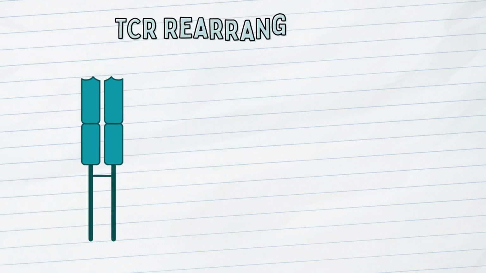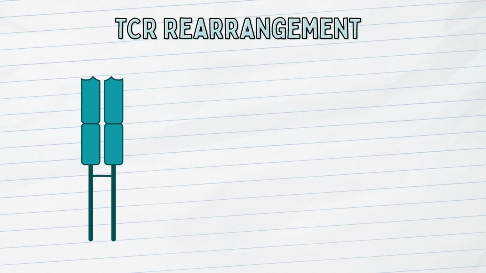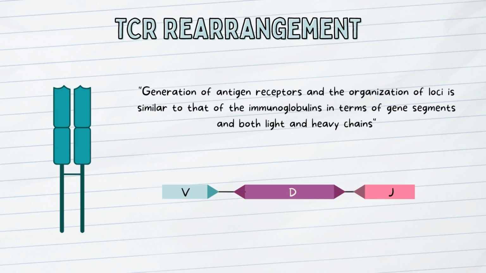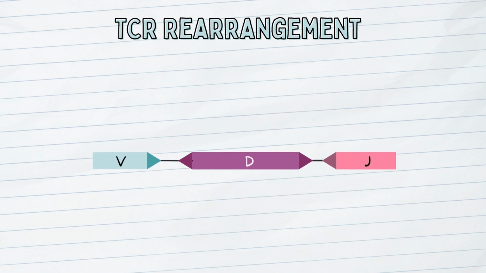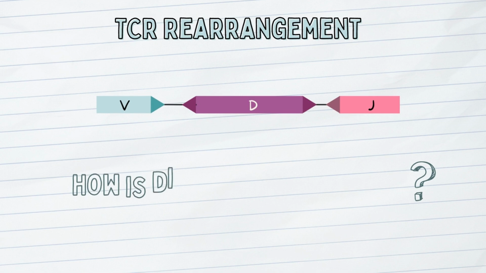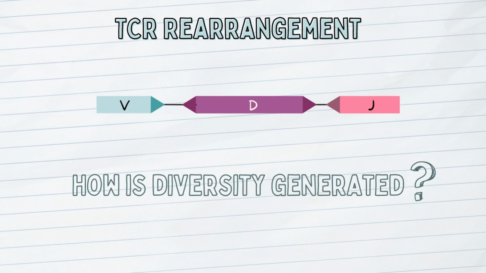A book titled Immune Biology: The Immune System in Health and Disease, written by Jian Wei, described the generation of antigen receptors and the organization of loci to be similar to that of the immunoglobulins in terms of gene segments and both light and heavy chains. There are only 3 genes that code for the TCR protein, called the V, D, and J genes respectively. Therefore, there must be additional mechanisms to generate diversity.